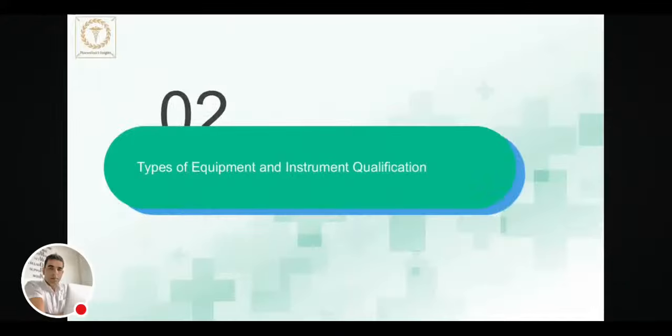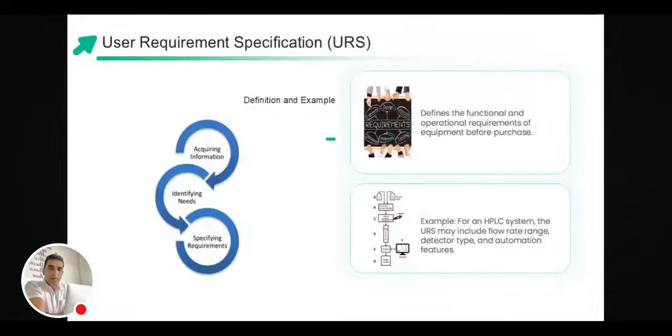Qualification is performed in distinct stages, each serving a unique purpose. These stages ensure the equipment is suitable for its intended use throughout its life cycle. Let's begin with the first and most critical step, the User Requirement Specification, or URS. Before any equipment is purchased, it's essential to clearly define what is needed. This is done through a documented and approved URS, which acts as the foundation for both successful procurement and qualification of equipment or instruments.